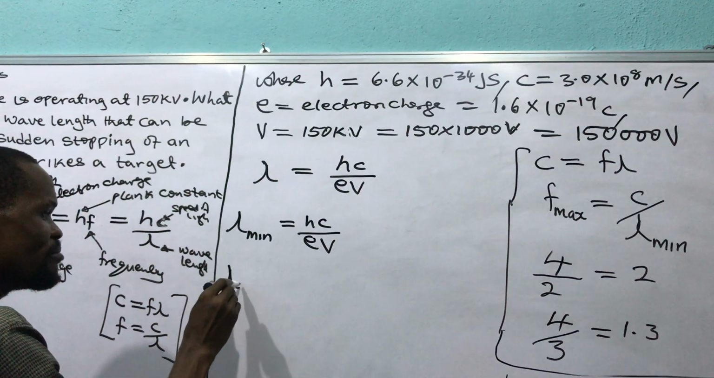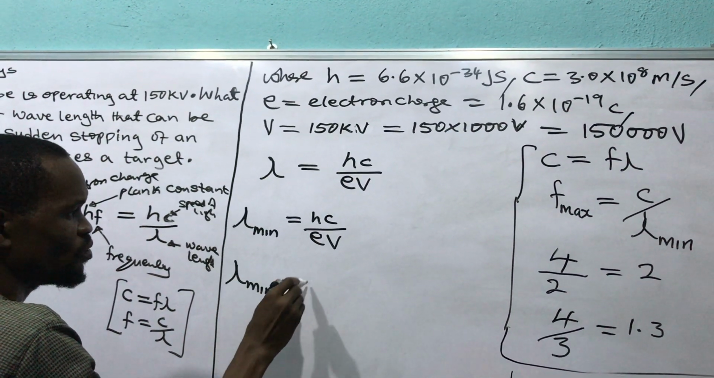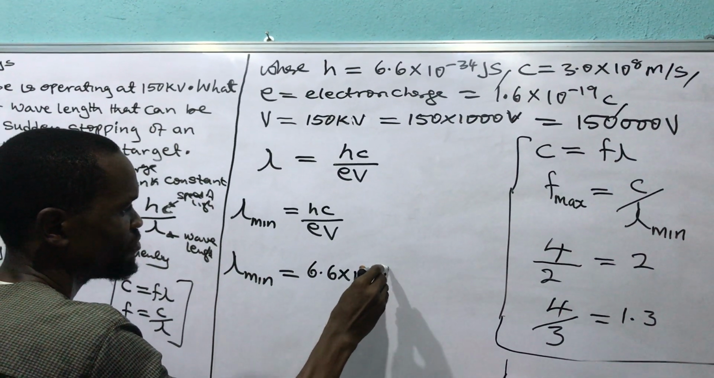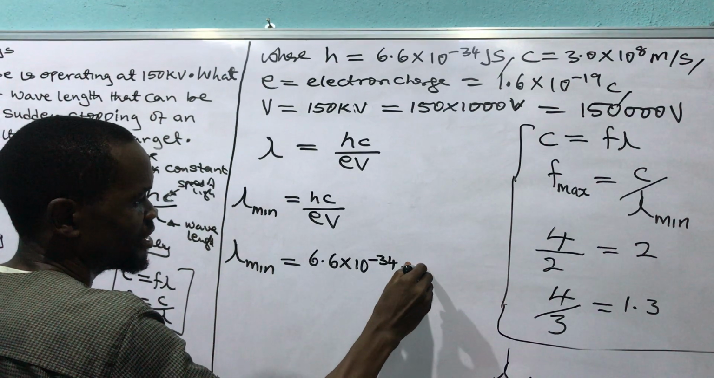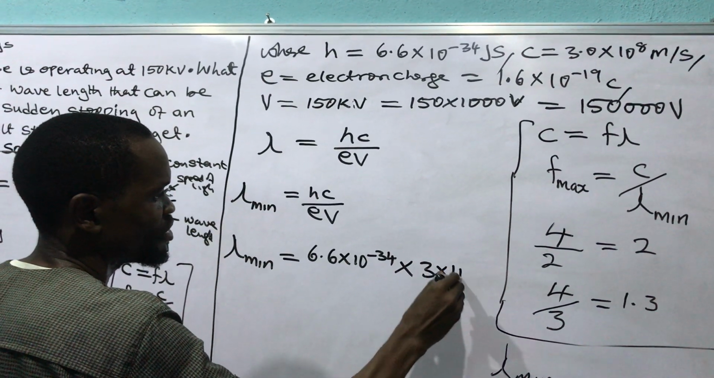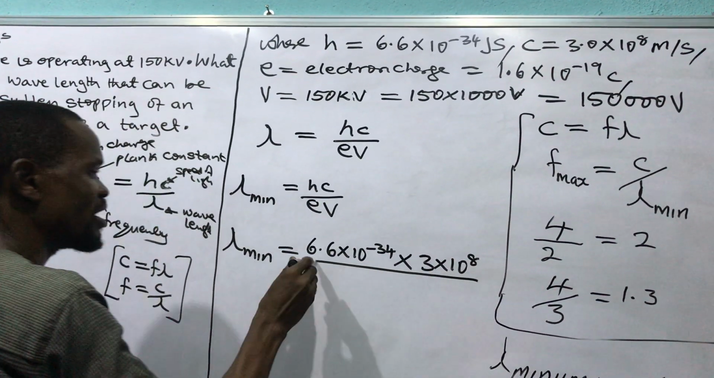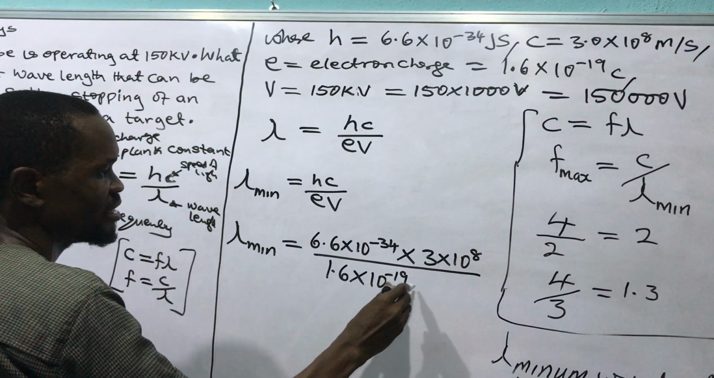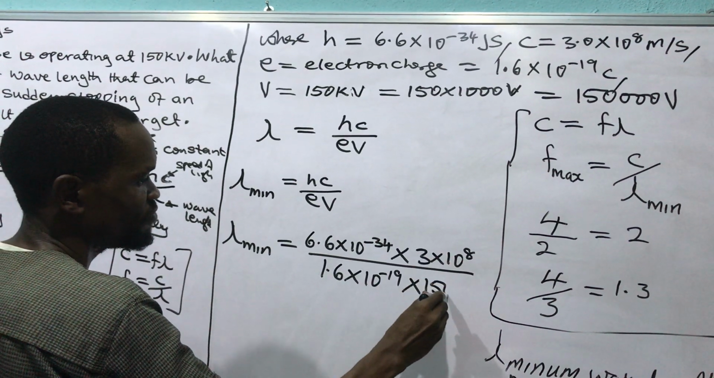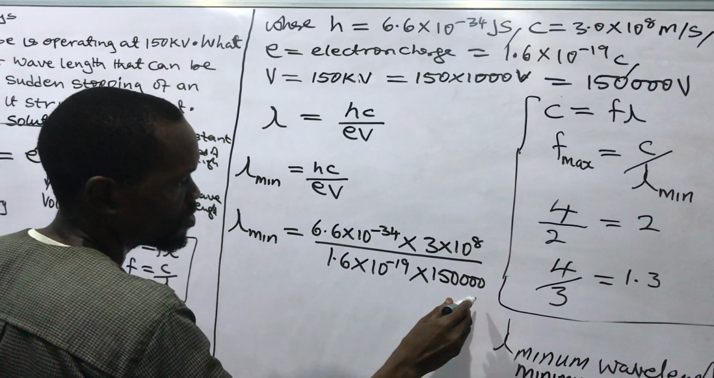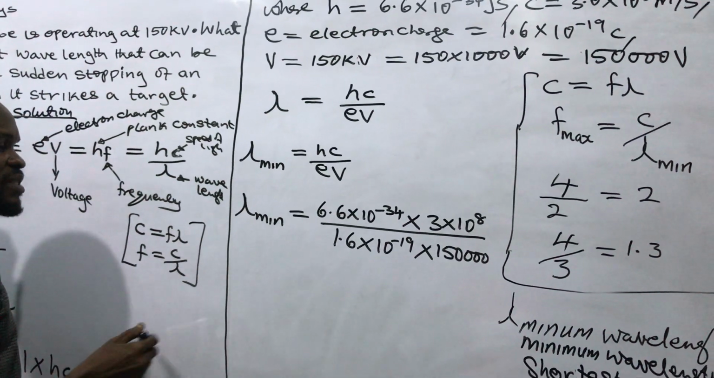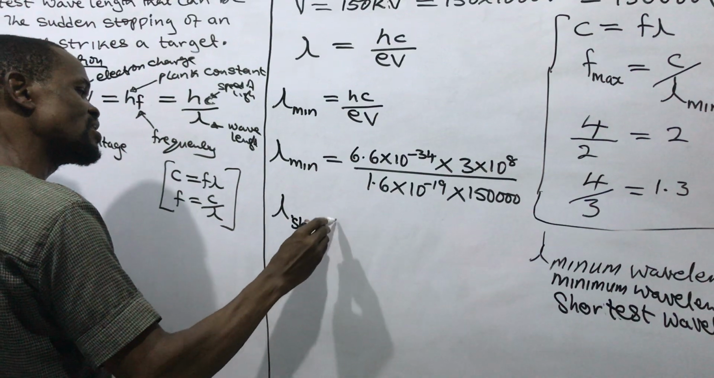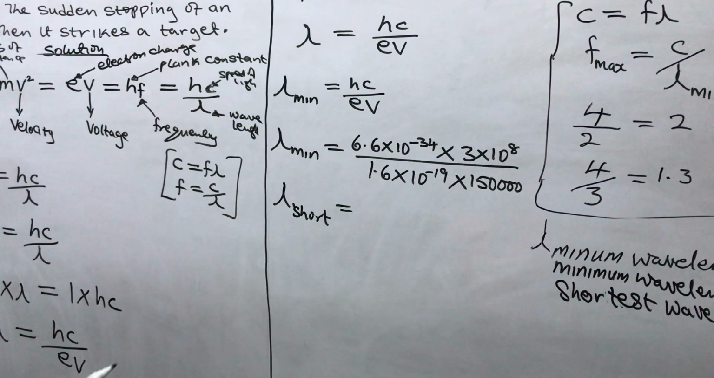Substituting the value, I'll have lambda minimum equals to 6.6 times 10 raised to power minus 34 times 3 times 10 raised to power 8, all over 1.6 times 10 raised to power minus 19 times 150,000. This is the shortest wavelength. You can bring out your calculator.